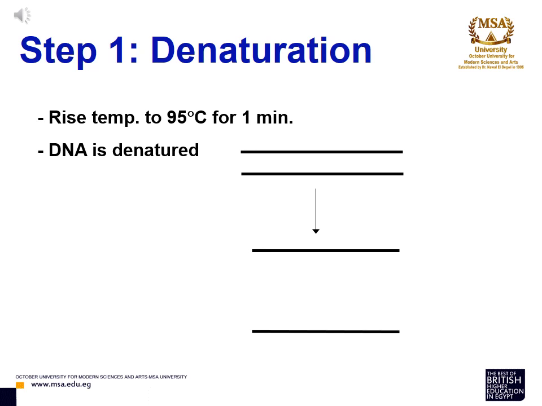Step 1, which is the denaturation process, is conducted at a very high temperature of 95 degrees centigrade, where the DNA is denatured, which means that the 2 strands are finally separated.